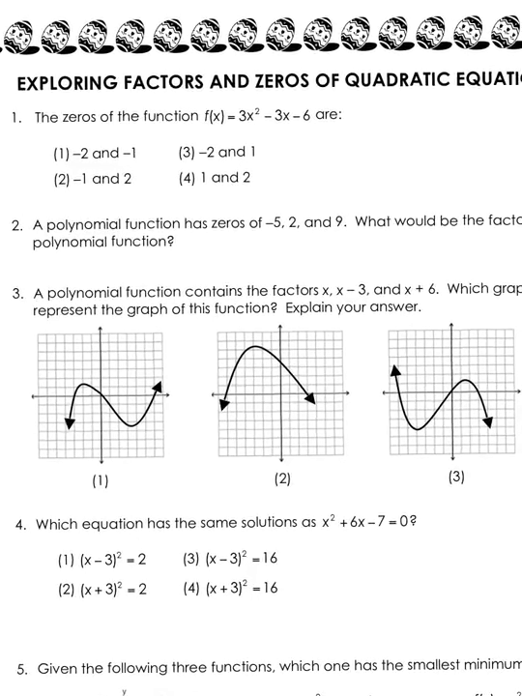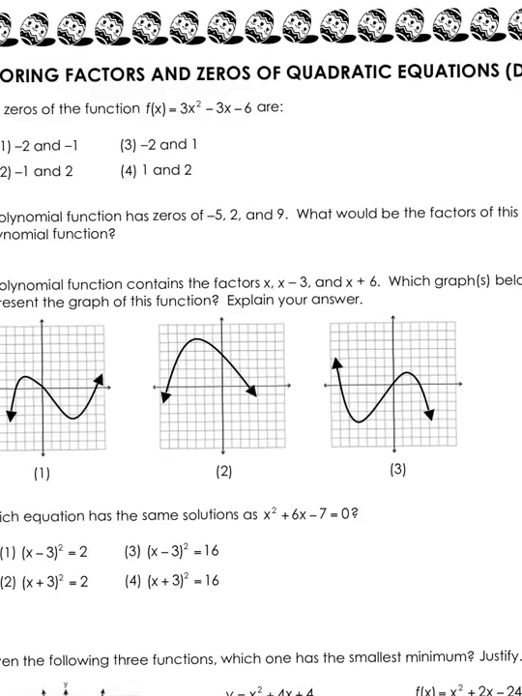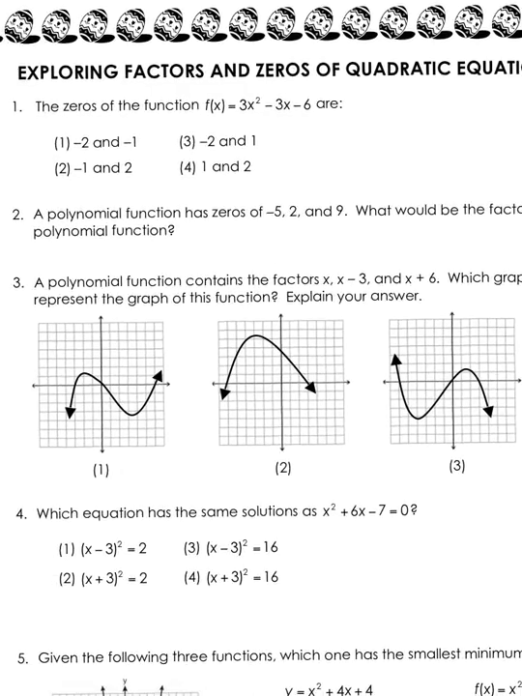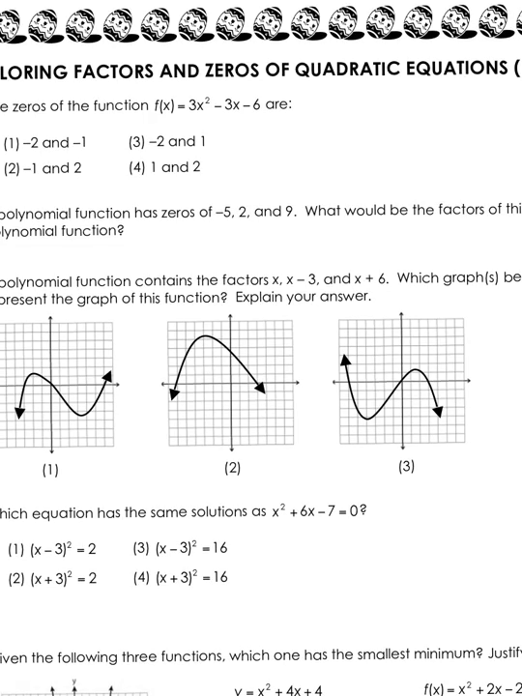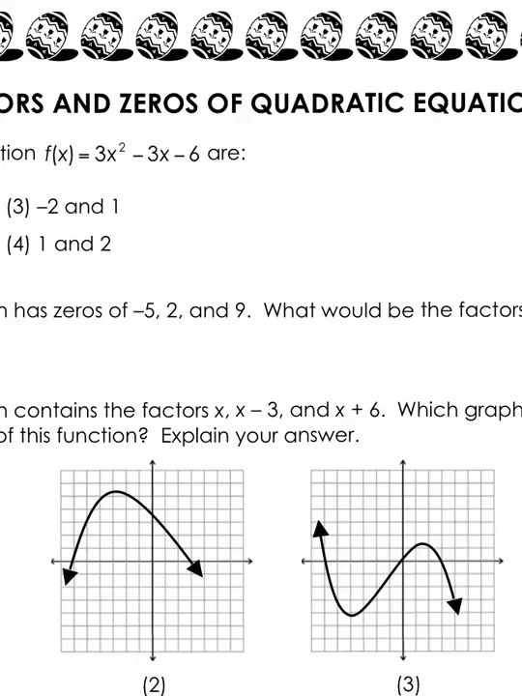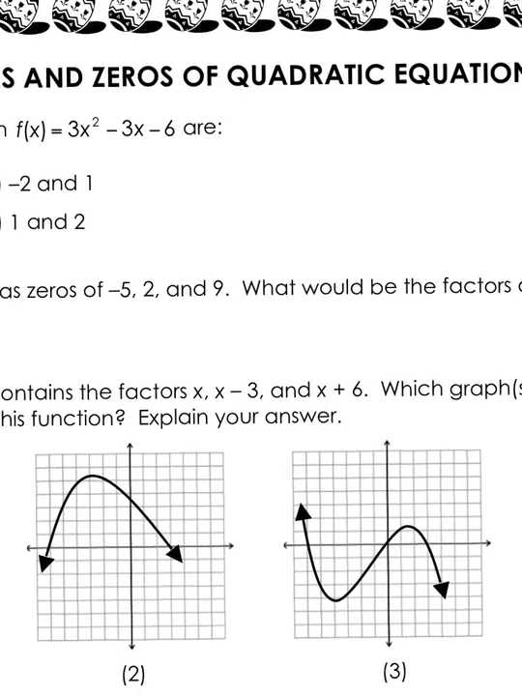The zeros of the function f of x are... So we have to take this quadratic in number 1, and we have to solve it. I'm going to start by actually giving myself a little bit more room. I'm going to start by setting it equal to 0. So 0 equals 3x squared minus 3x minus 6.